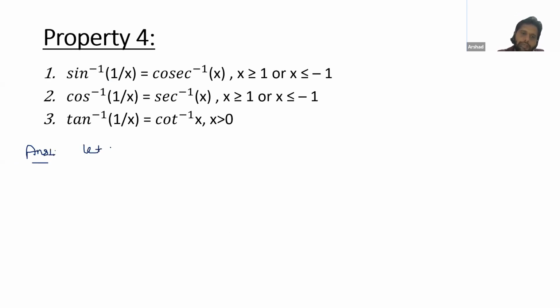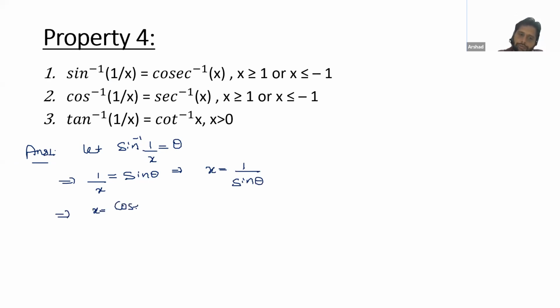Let sine inverse 1 by x be equal to theta. So what will we get? Shift this sine. So you will get 1 by x is equal to sine theta. Do the reciprocal. You will get x is equal to 1 by sine theta, and from here x is equal to cosec theta. And from here you can say theta is equal to cosec inverse x.